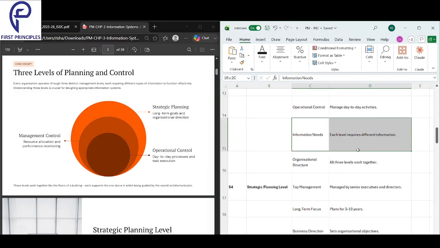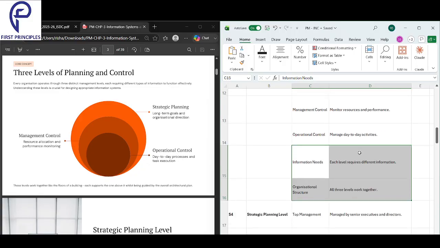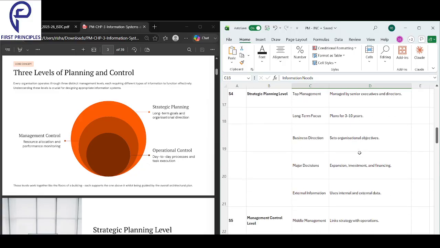Next, information needs and organizational structure. First, the informational needs. Each level requires a different level of information. Next is organizational structure. It helps in all levels of management.